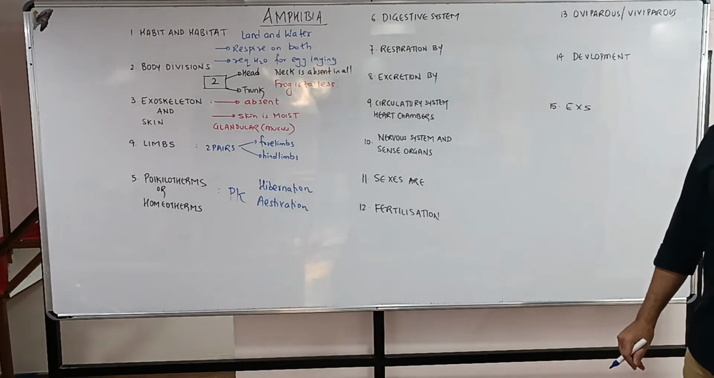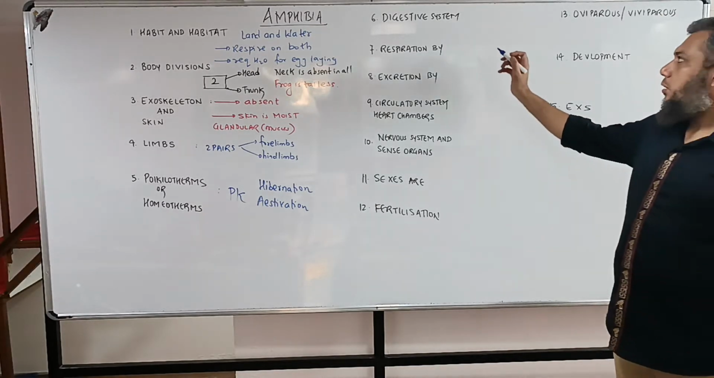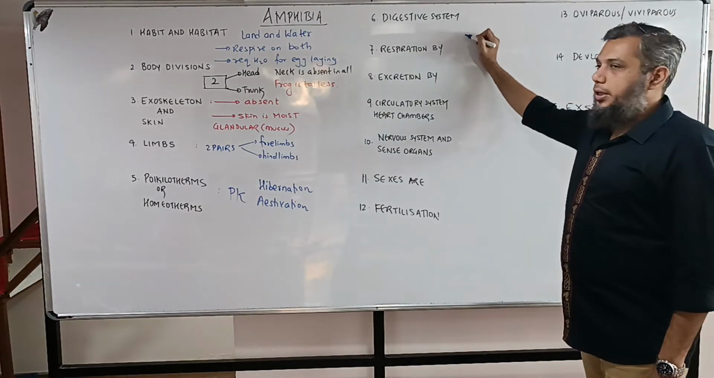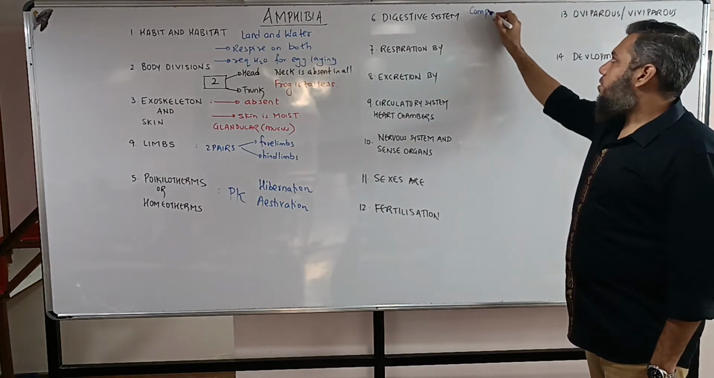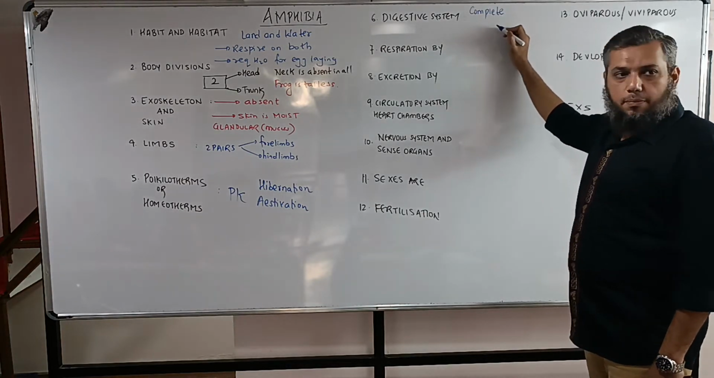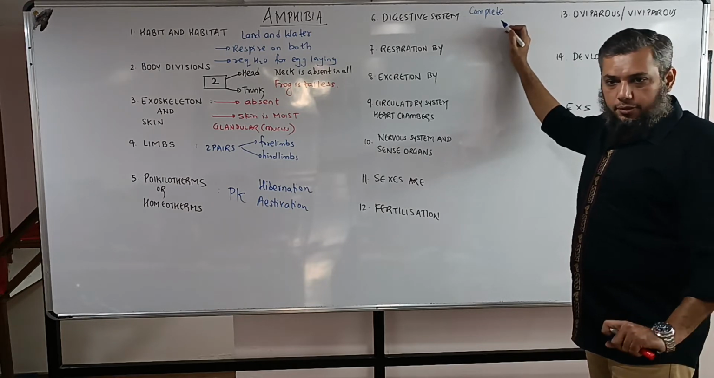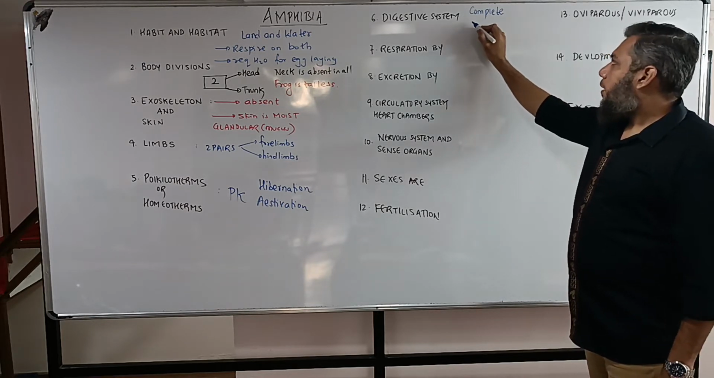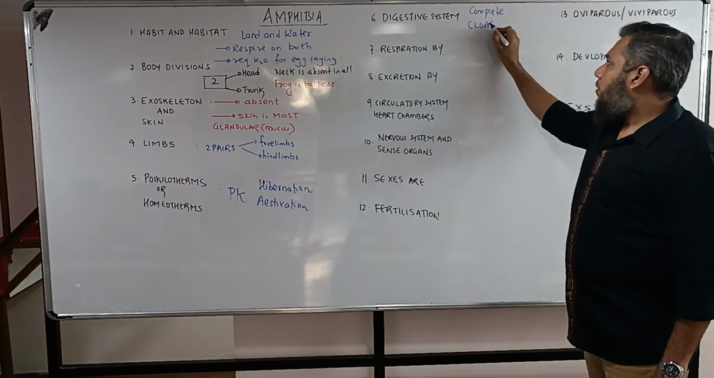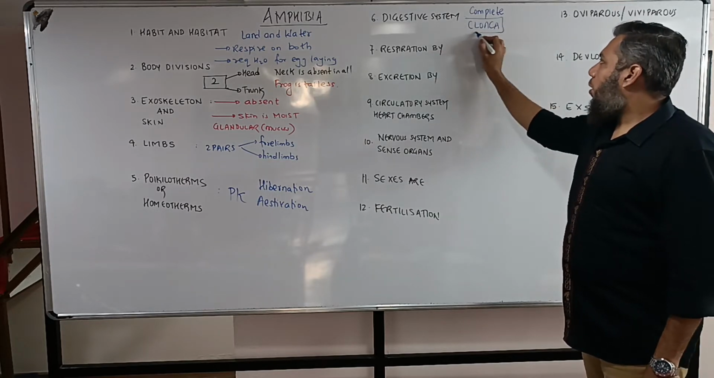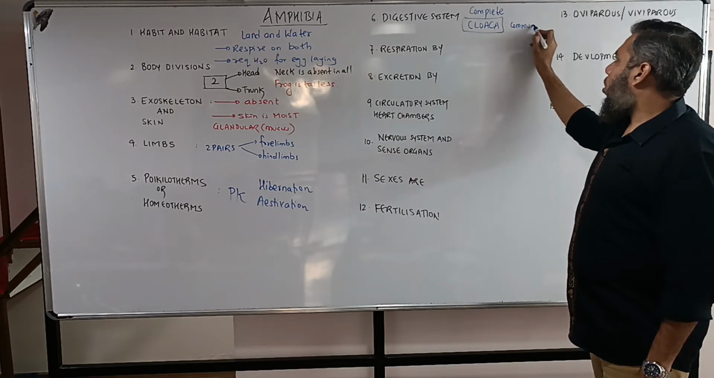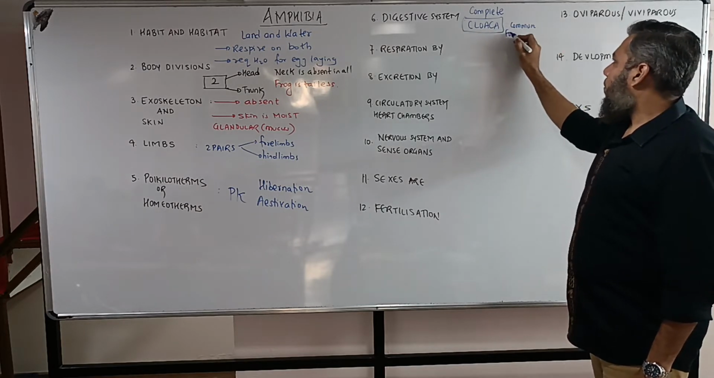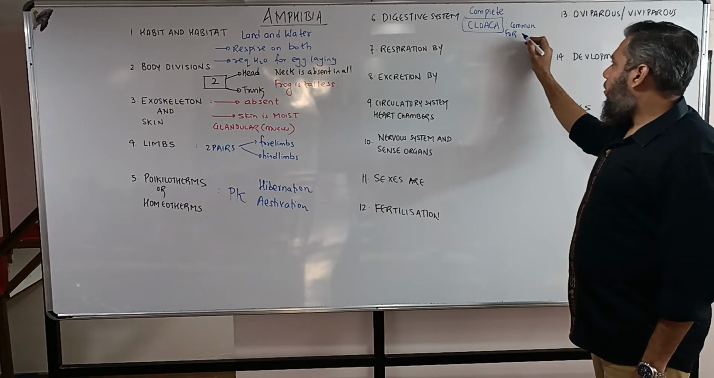So now we have got the digestive system. The digestive system is complete. It shows the presence of digestive glands, etc. Now they have an opening which is called the cloaca. What is the cloaca? Cloaca is common for... did you all forget?